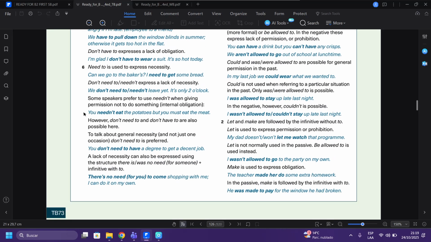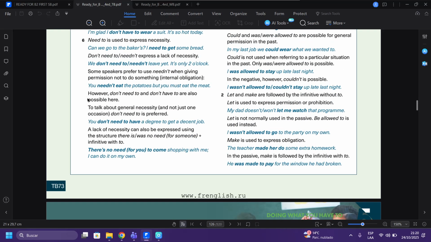Then we have that some speakers prefer to use needn't when giving permission not to do something to another person, right? For example, you needn't eat the potatoes, but you must eat the meat, all right? So you are allowing the other person not to do something. Then we have, however, don't need and don't have to, which are also possible here to talk about general necessity and not just one occasion. For example, don't need to is preferred in this case. You don't need to have a degree to get a decent job, right?